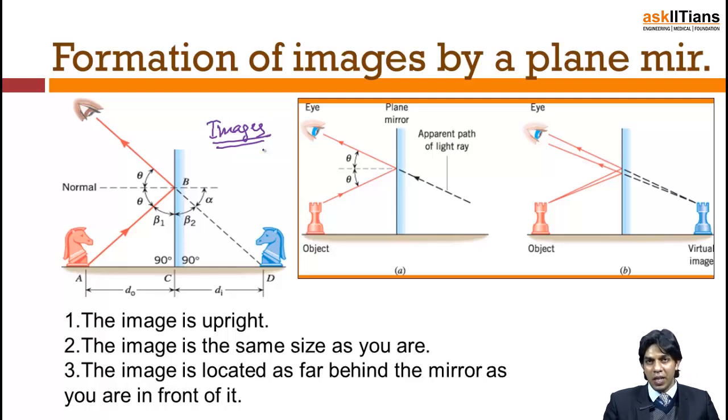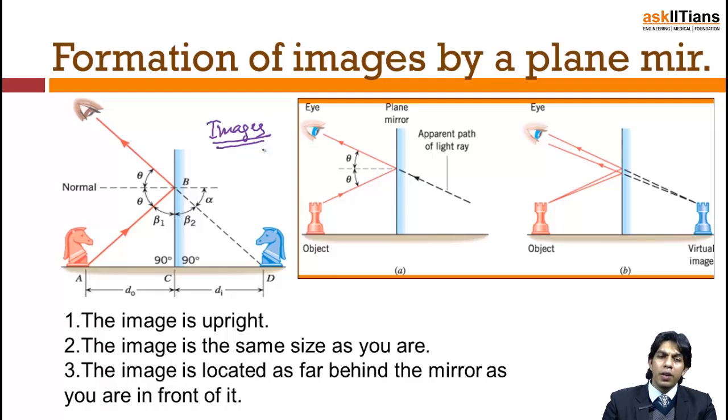So image, please make this concept upright, because it's very important in the later stages of the chapter. That is, image is simply the collection of points from where the light seems to be coming. And there's no luminous object actually at that particular point.